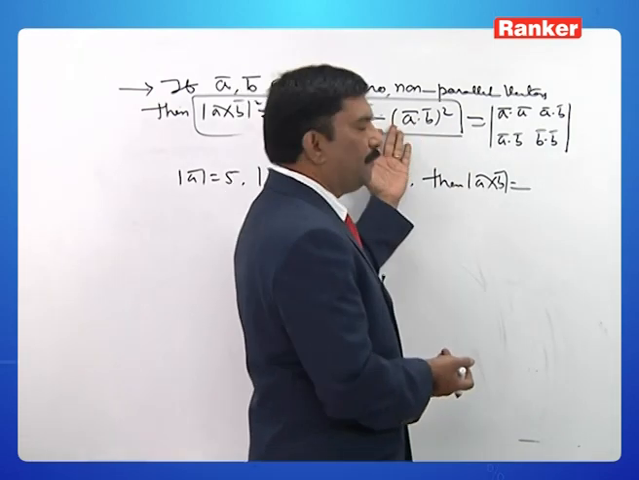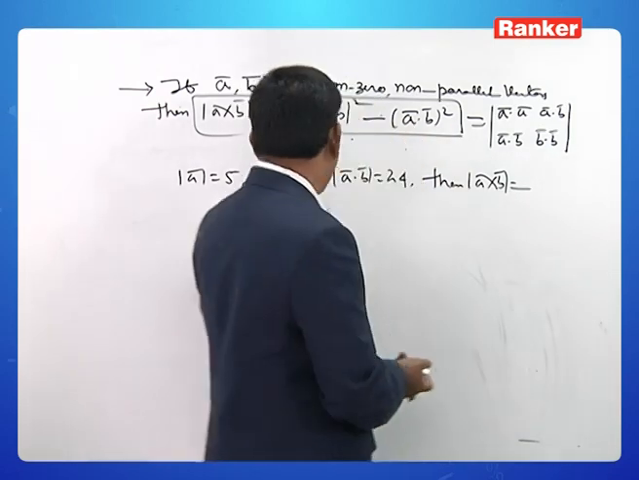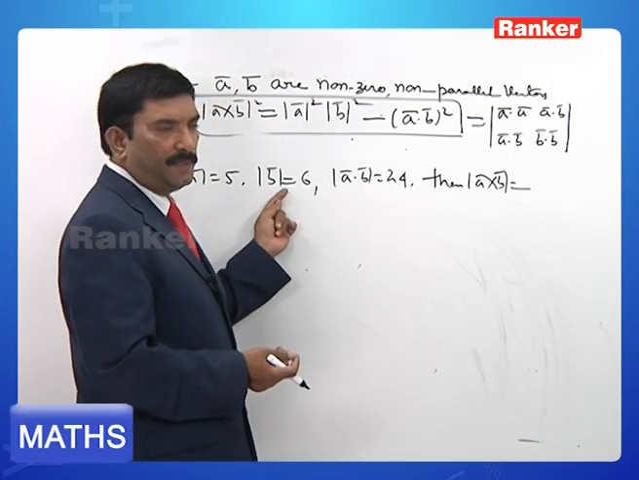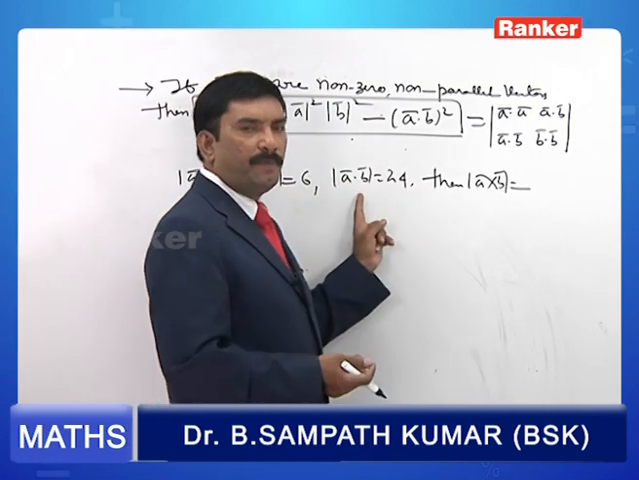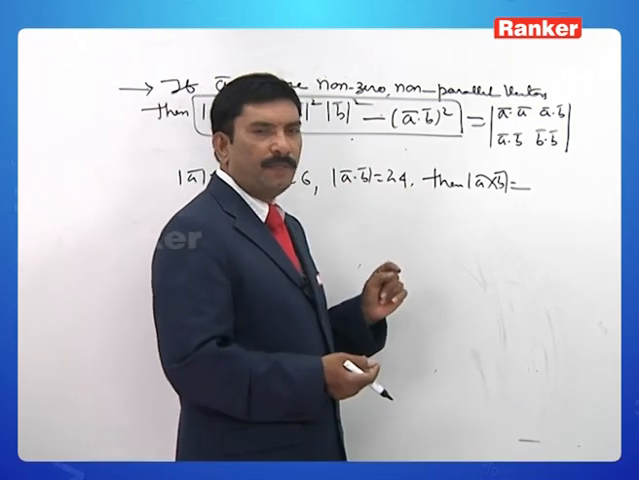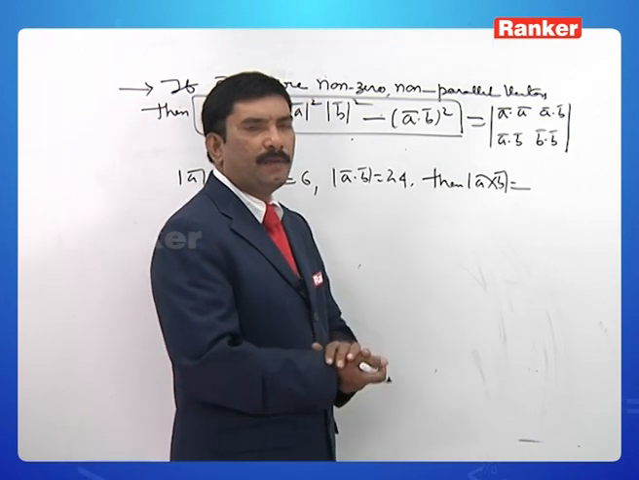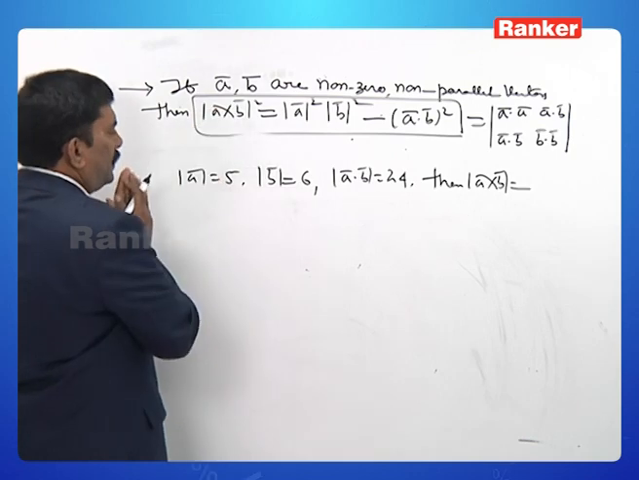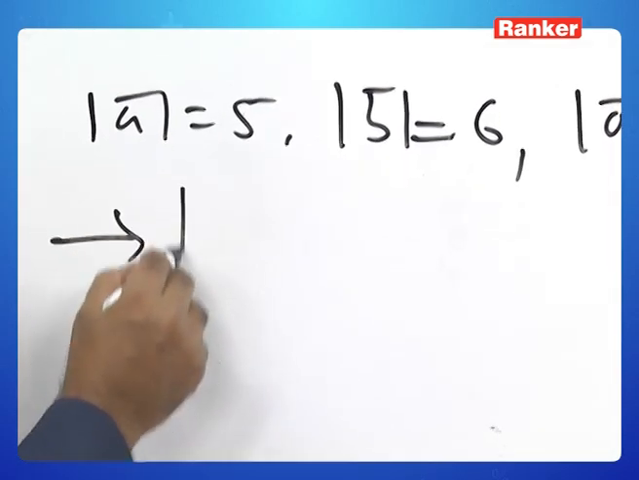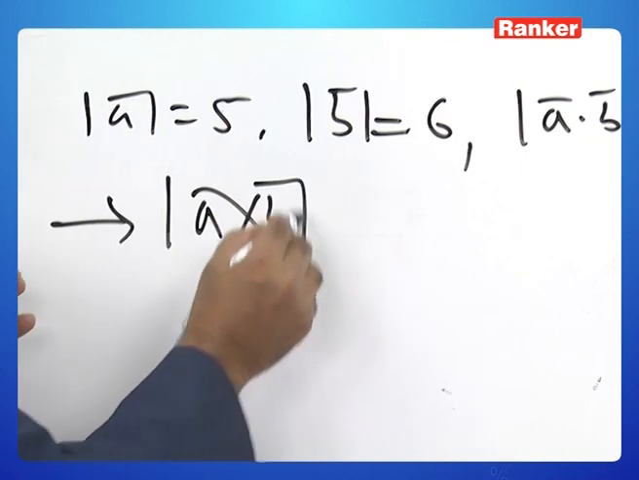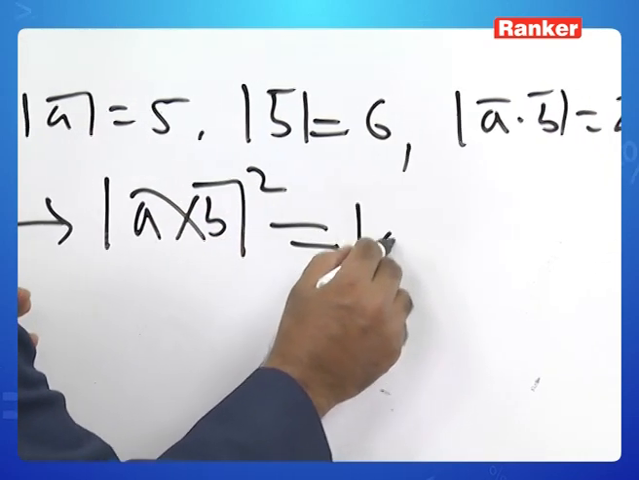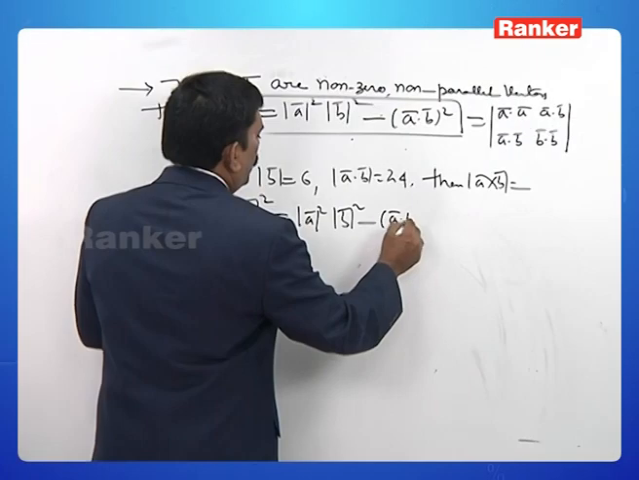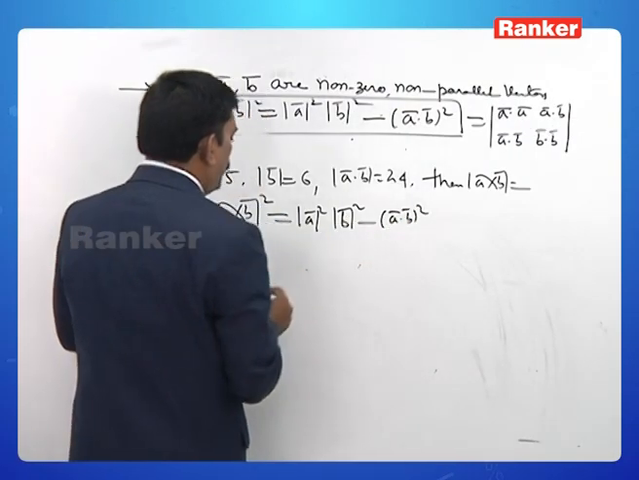Now let us recall this concept for an example. If modulus of A bar is equal to 5, modulus of B bar is equal to 6, modulus of A bar dot B bar is equal to 24, then modulus of A cross B is equal to dash. Now, by using this result, I can write modulus of A bar cross B bar whole square is equal to mod A whole square mod B whole square minus A bar dot B bar whole square.